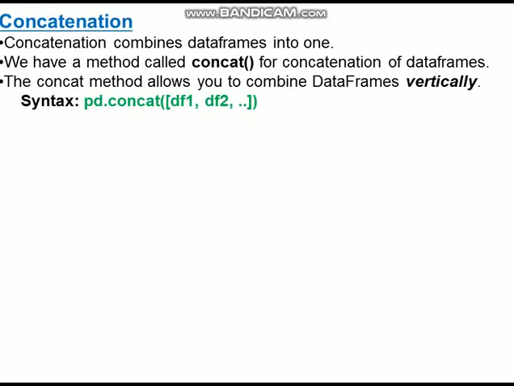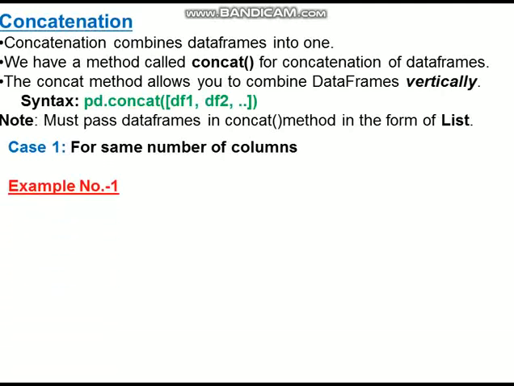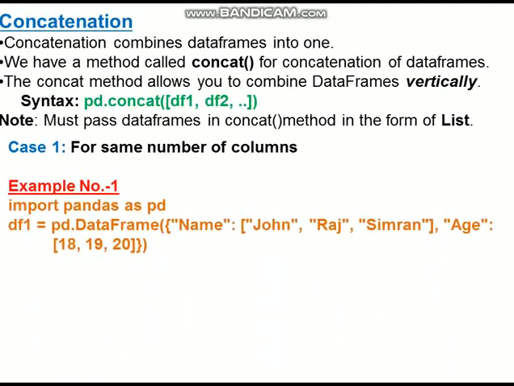Case 1, for the same number of columns. That means if we want to join by the concat function where both the data frames have an identical number of columns, let's see the example. Example number 1: import pandas as pd, data frame 1 equal to pd.DataFrame, and values are given here as you saw earlier.